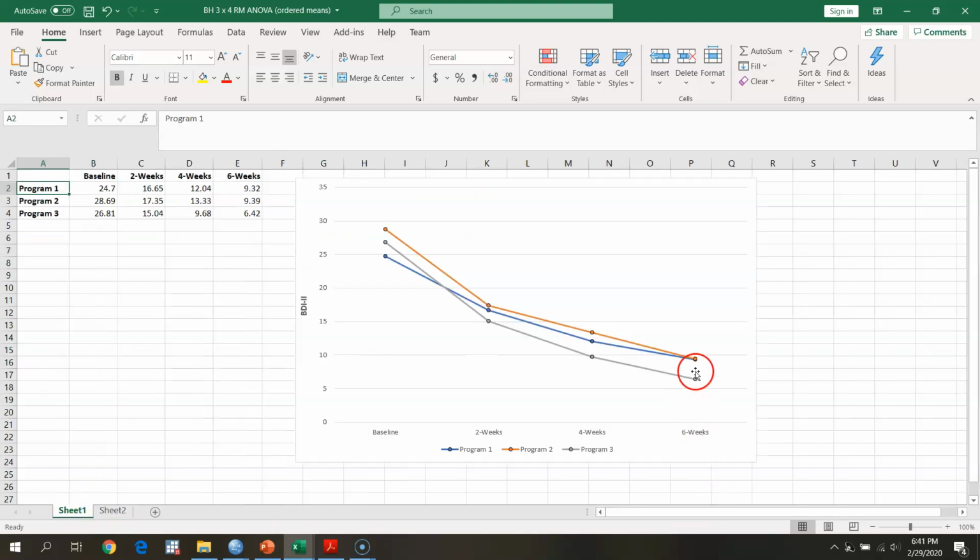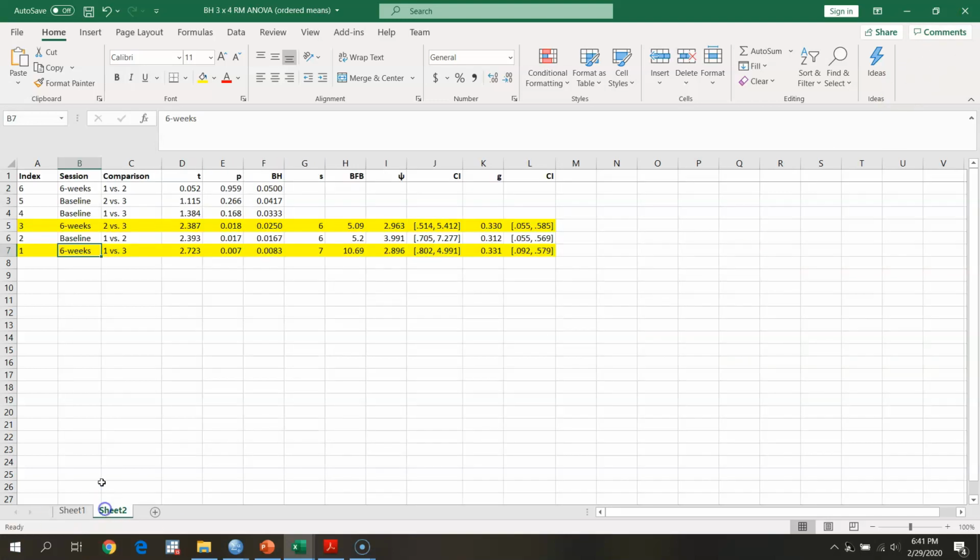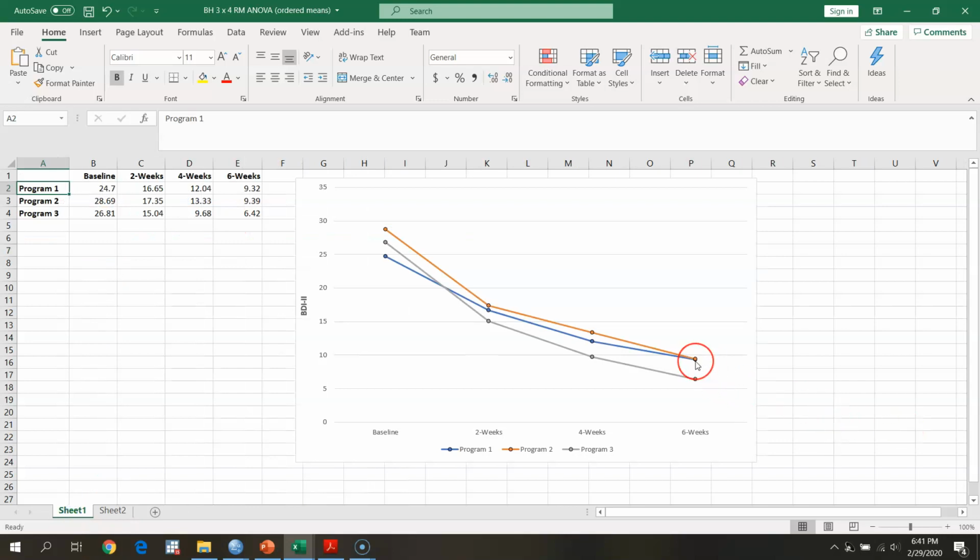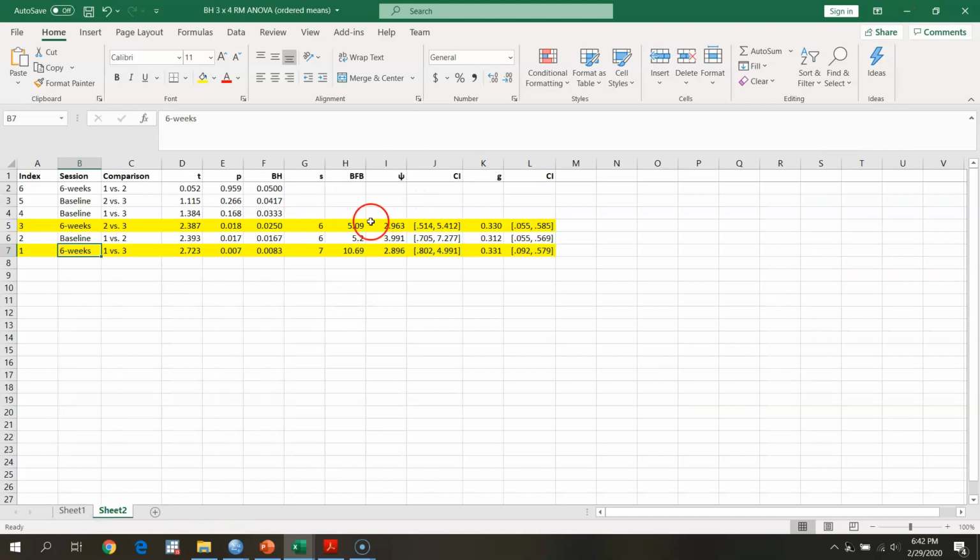And if we take a look back at our graph, this is group 1 and group 2, both of these finding evidence even with the more stringent tests that yes, these 2 groups look to be different than program 3 here at the end. Okay, so we can go down through and take a look at our stuff here.